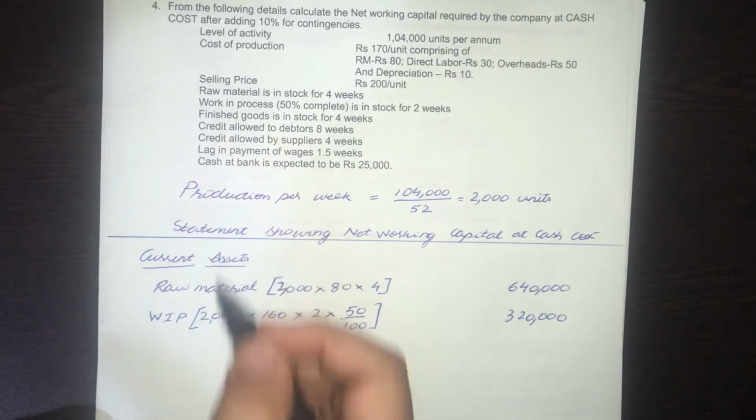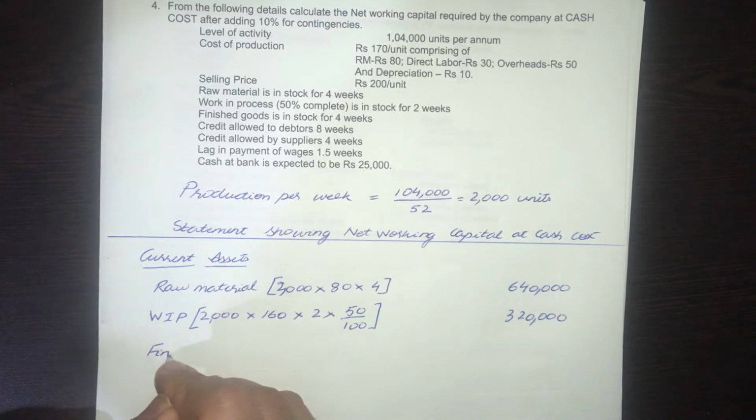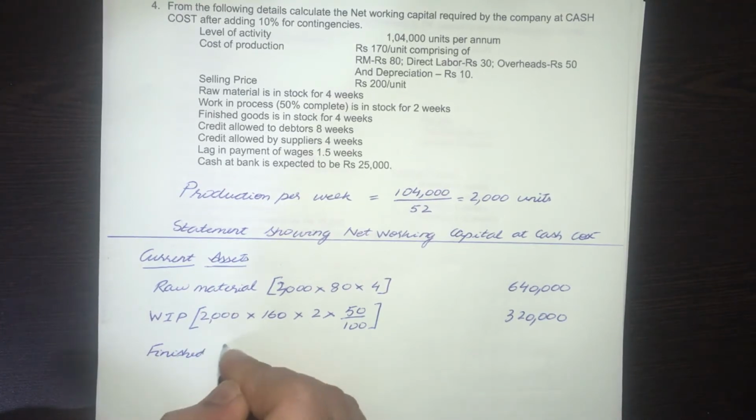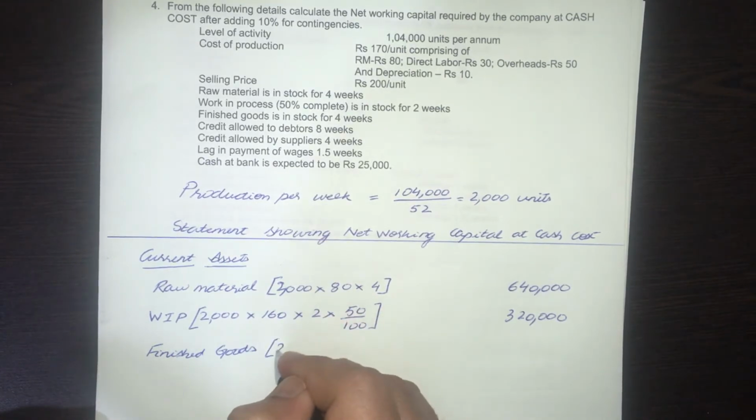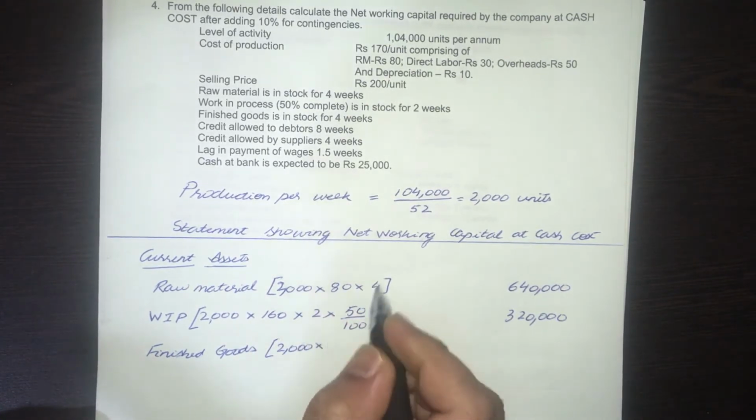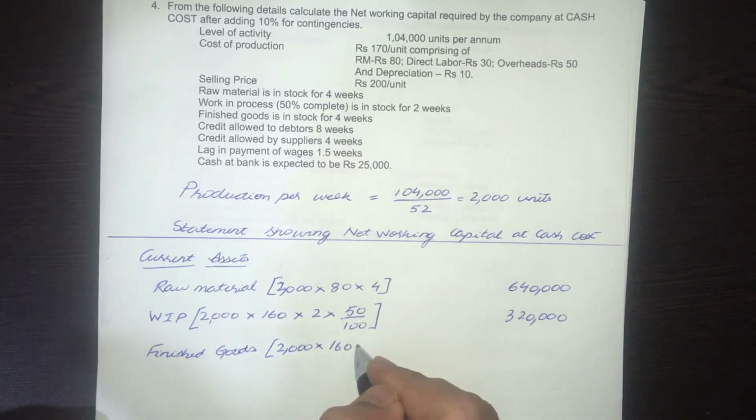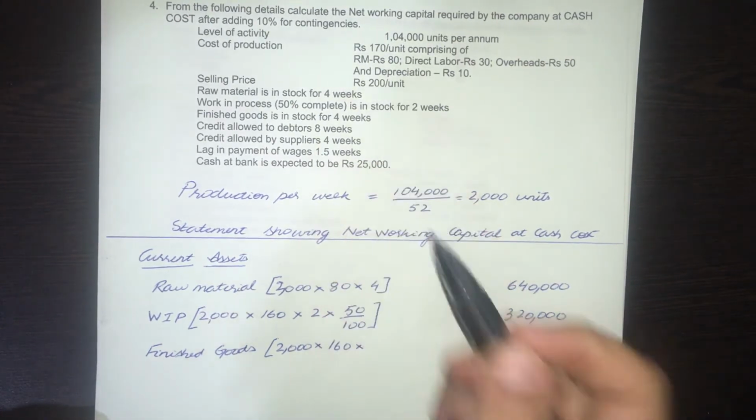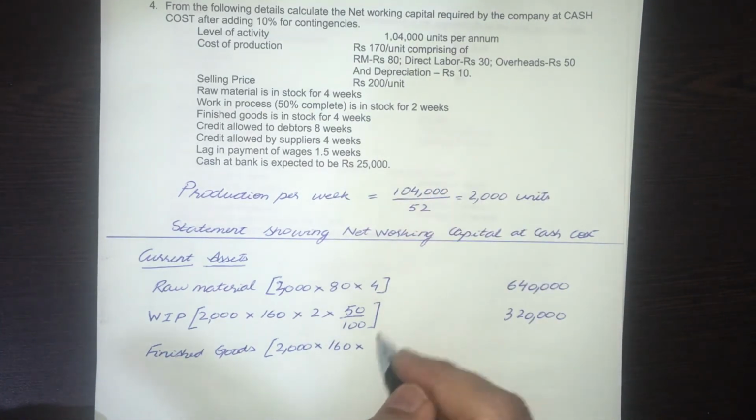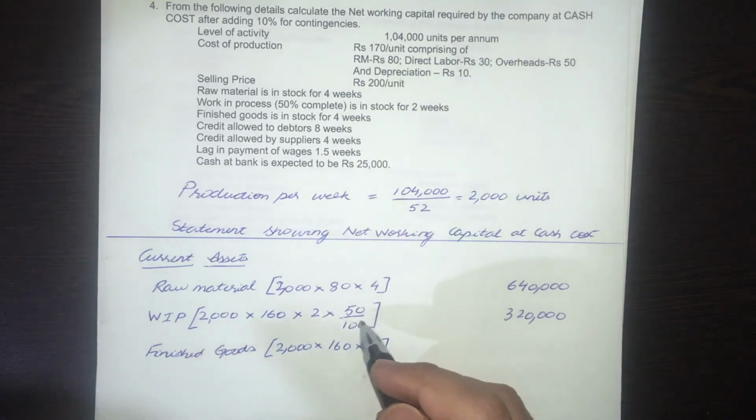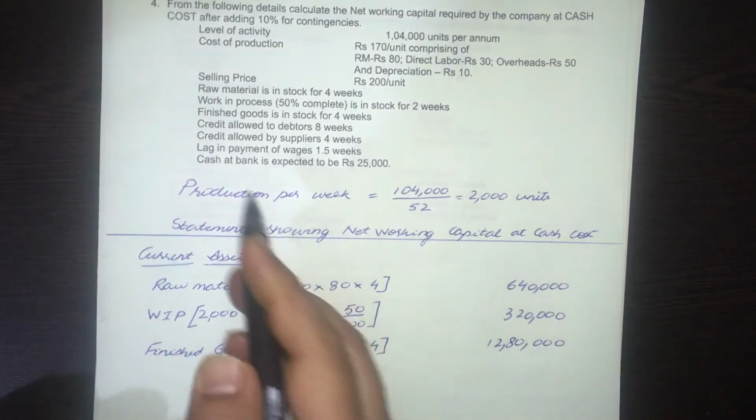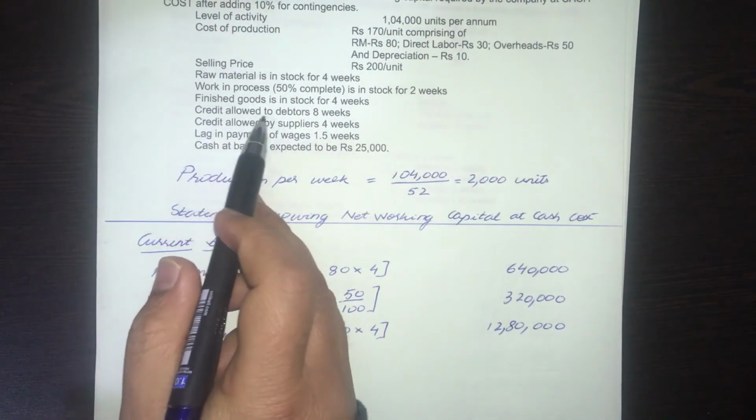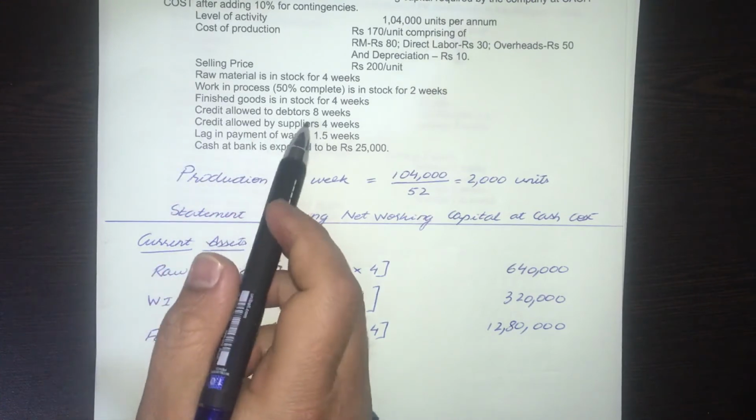Next, finished goods. Finished goods also will be 2,000 into 160. Again, cost of production will be 160. We ignore depreciation, 10 rupees, into how many weeks? 4 weeks. So that will be 12 lakhs 80,000. Next, credit allowed to debtors.